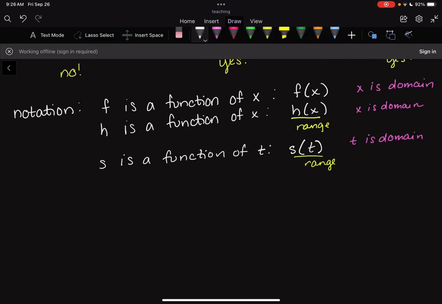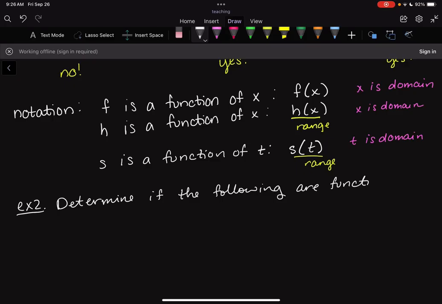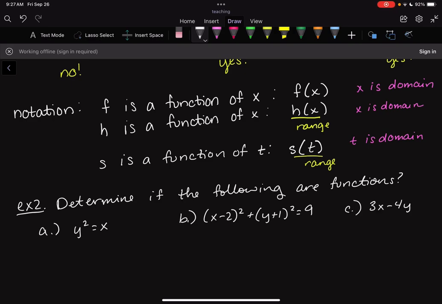I do want to show you some more examples of whether something is a function. So example 2, determine if the following are functions. So A, we have y squared equals x. B, we have x minus 2 squared plus y plus 1 squared equals 9. And then C, we have 3x minus 4y equals 8.